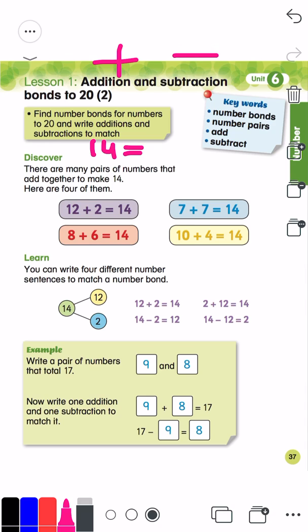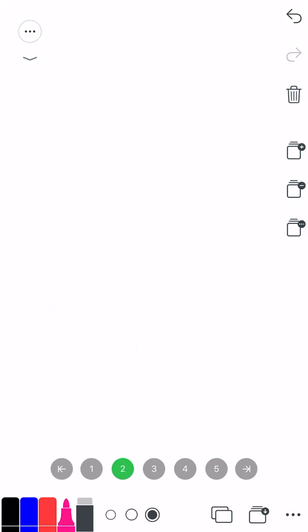For example, 14. You know that 14 equals 10 because we have 10 in the tens and 4 in the ones, so it equals 10 plus 4. So 10 and 4, we call them number bonds or number pairs that add together to make 14, or number pairs to 14, and we can write them like this.